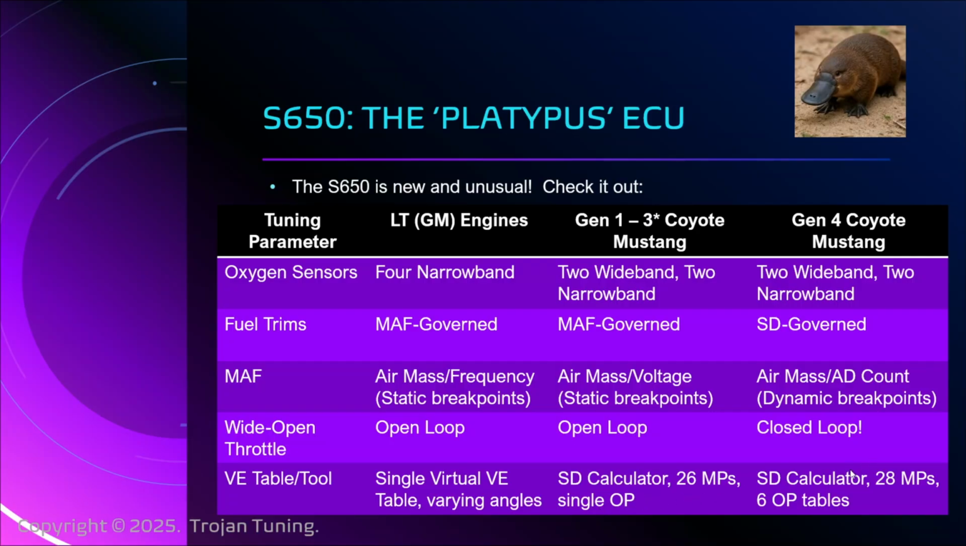Just to say, to complete this table, the Gen 4 Coyote still uses the same speed density calculator that HP Tuners gave us. Thank you, gentlemen, for that. Eric, Rob, everybody over there. Oh my God, thank you for the speed density calculator. And there are 28 map points, and we move instead from 1 optimal power table to 6 optimal power tables. So that will mean more later on down the road.